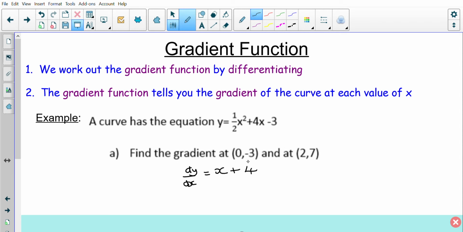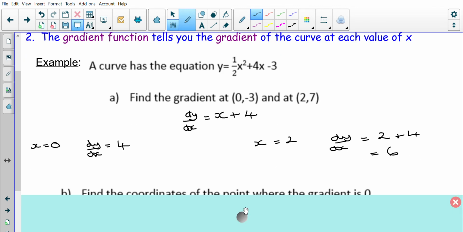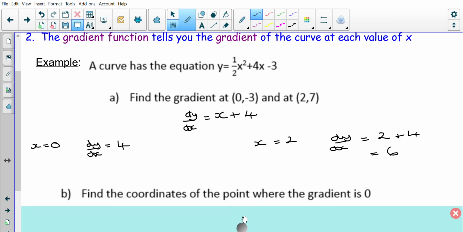At the first point, 0, minus 3, at x equals 0, we don't actually need to use the minus 3. dy by dx, substituting into x plus 4, will just be 4. And at x equals 2, dy by dx will be 2 plus 4, so at this point the gradient is equal to 6.